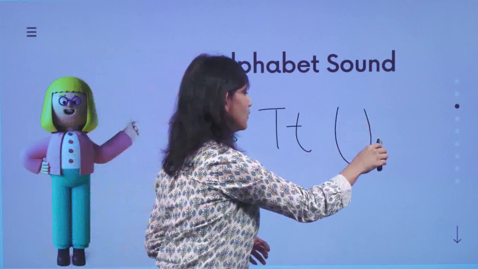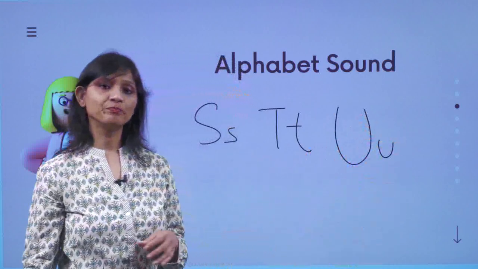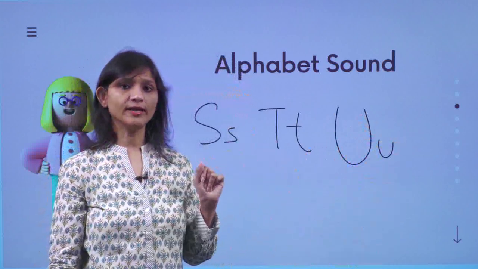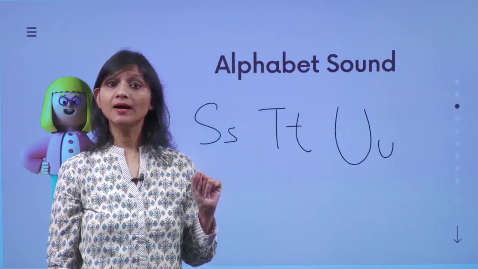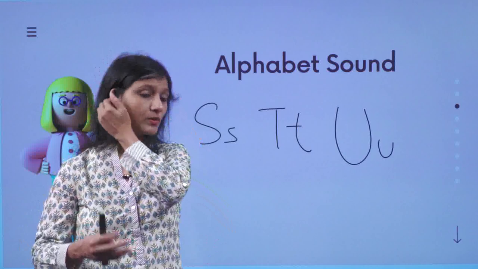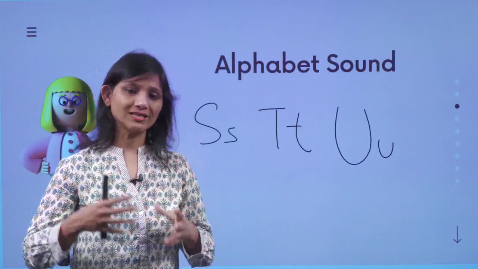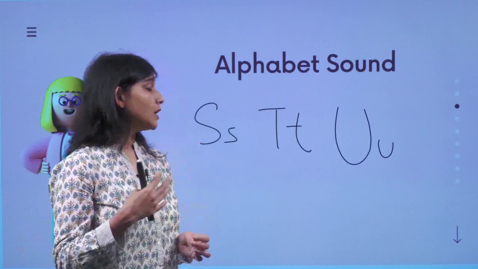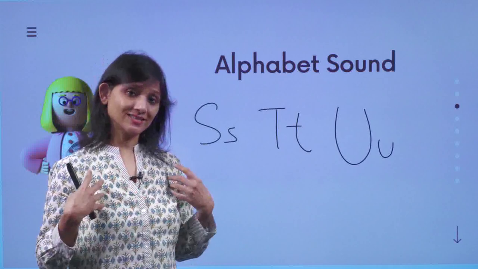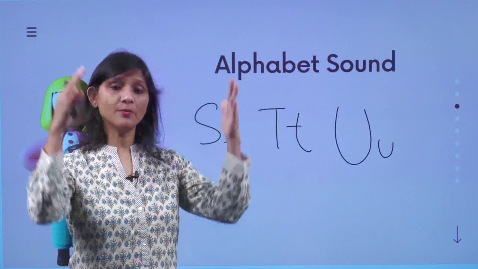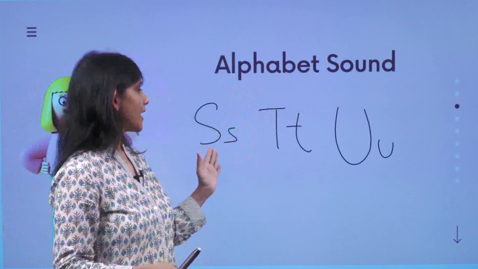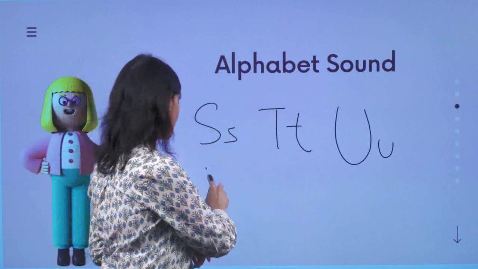Then another vowel, U. The letter sound of U is U. The phonics sound of U is uh. We don't say U, we say uh. When the word gets pronounced, mostly it's uh. Uh, uh, umbrella. Uh, uh, us. Then we come to V.